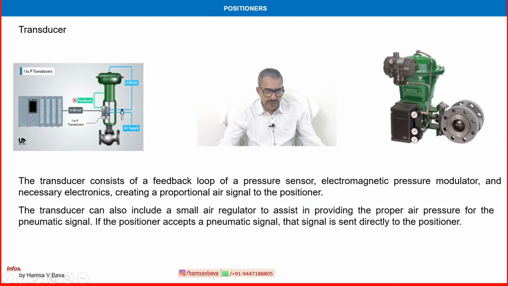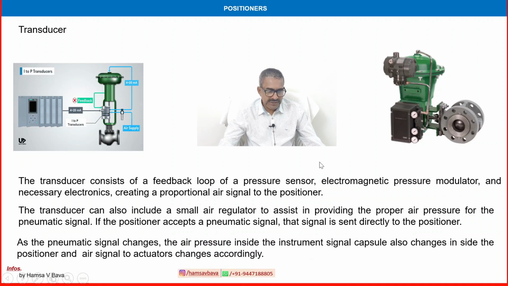The transducer can also include a small air regulator to assist in providing proper air pressure for the pneumatic signal. If the positioner accepts a pneumatic signal, the signal is sent directly to the positioner. As the pneumatic signal changes, the air pressure inside the instrument signal capsule also changes inside the positioner, and the air signal to the actuator changes accordingly.